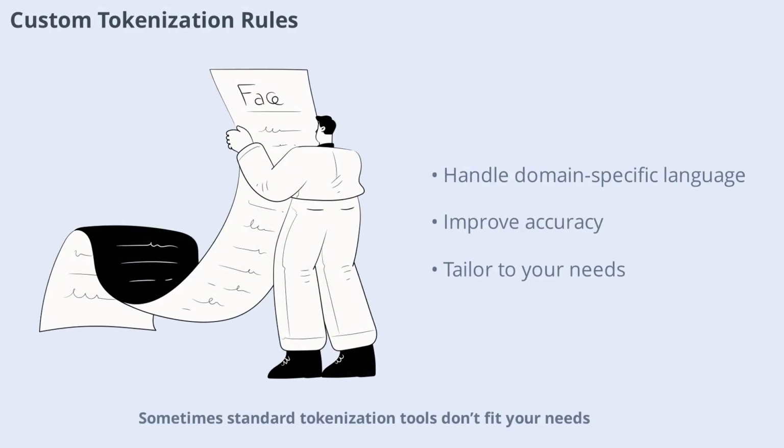Sometimes, standard tokenization tools don't fit your needs. Custom tokenization rules can be created to handle domain-specific language, jargon, or unique formatting. By tailoring tokenization to your data, you can improve accuracy and ensure that tokens make sense for your specific application.